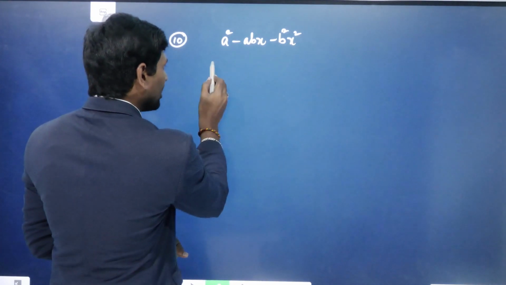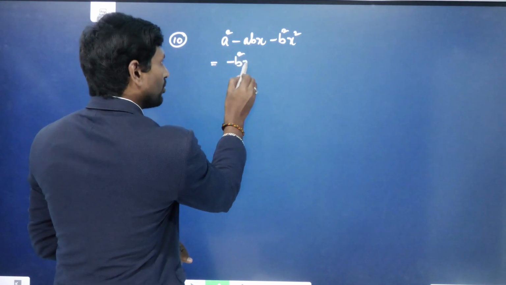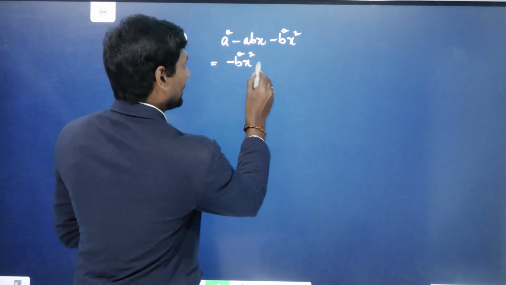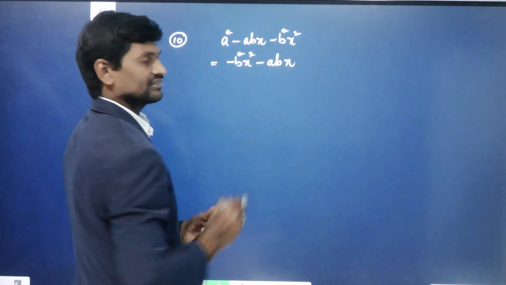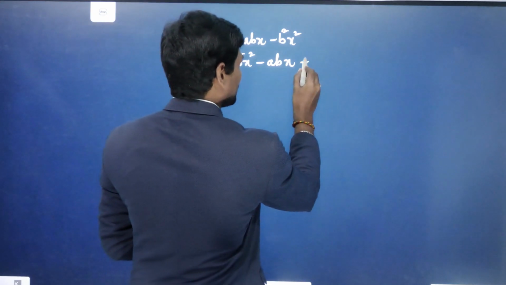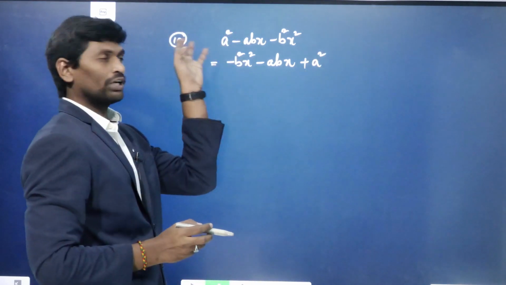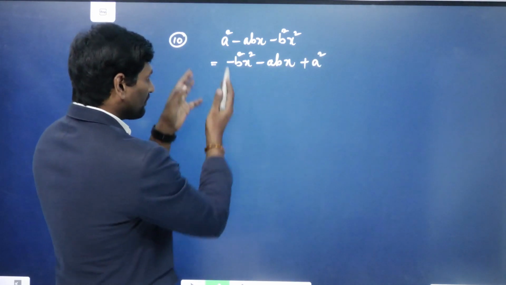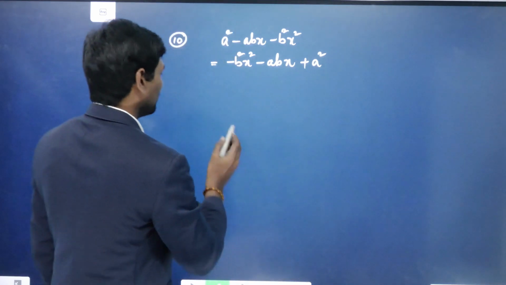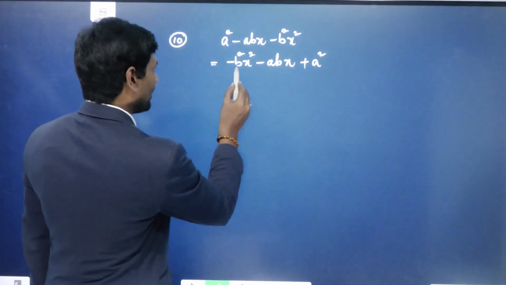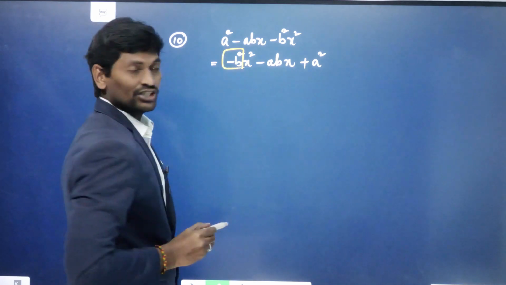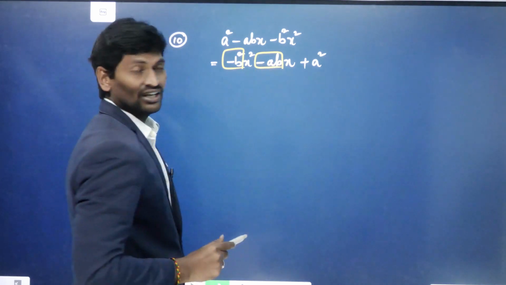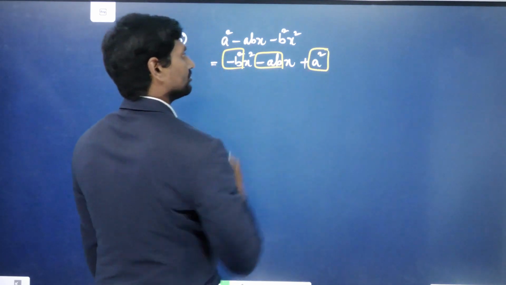What is the x square term here? Minus b square x square. Next, the x term is minus abx. The constant term is plus a square, because there is no symbol before a square, we consider it positive. It is in the form ax square plus bx plus c. That means the a value is minus b square, the b value is minus ab, and the c value is a square.